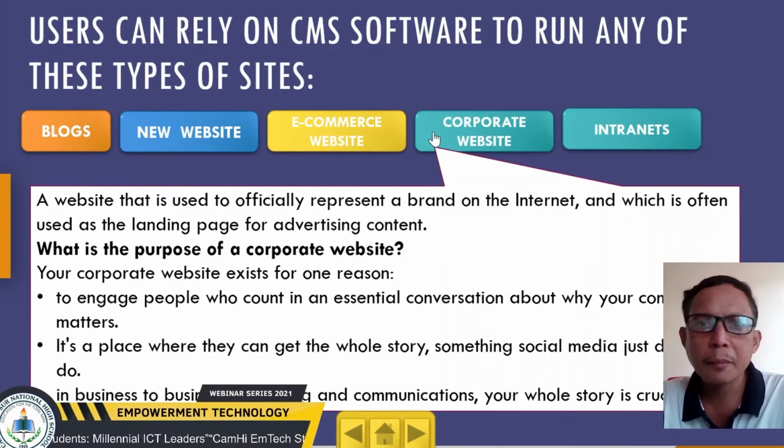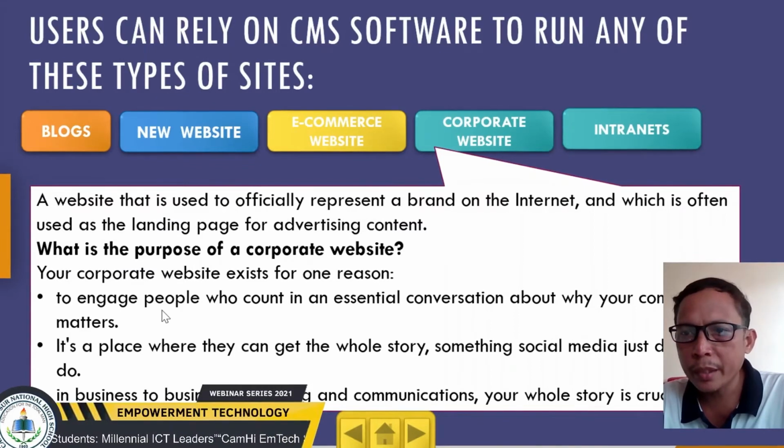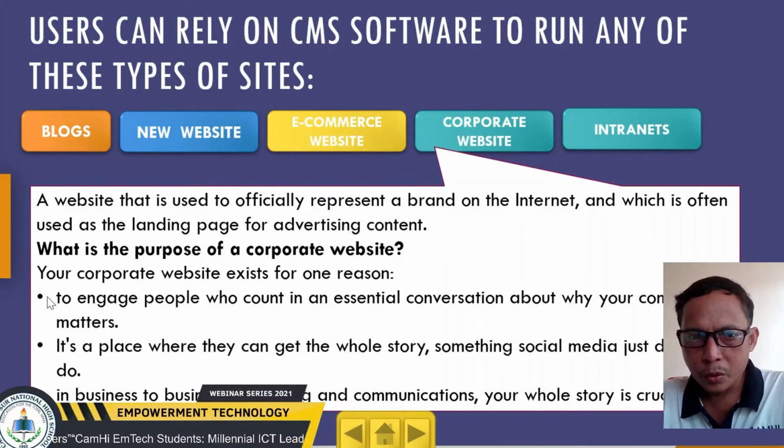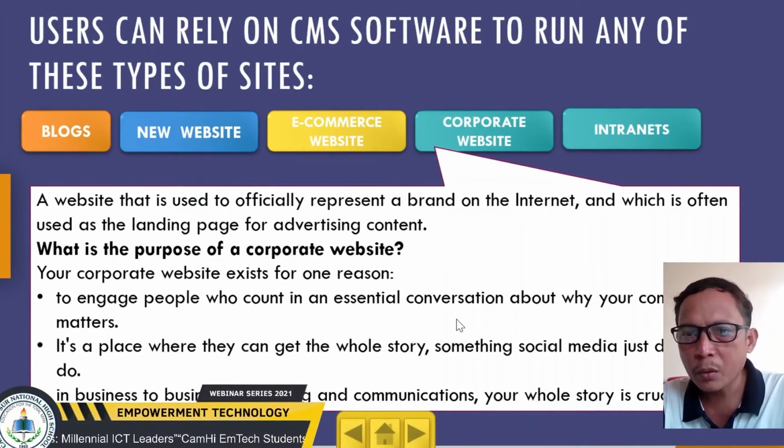Another type of site is the corporate website. This website is used to officially represent a brand on the internet, which is often used as a landing page for advertising content. What is the purpose of a corporate website? Your corporate website exists for one reason. First is to engage people who count in an essential conversation about why your company matters. It is where they can get the whole story, something social media just doesn't do.